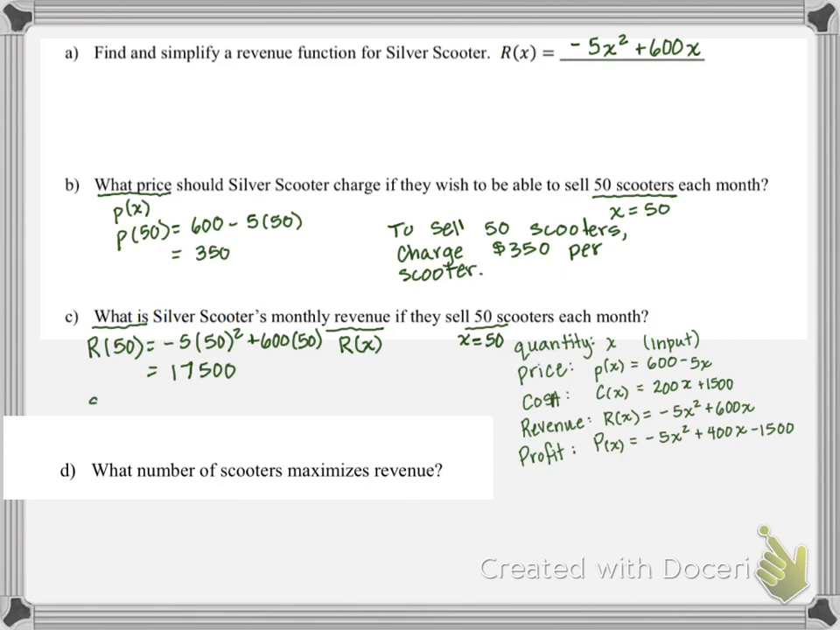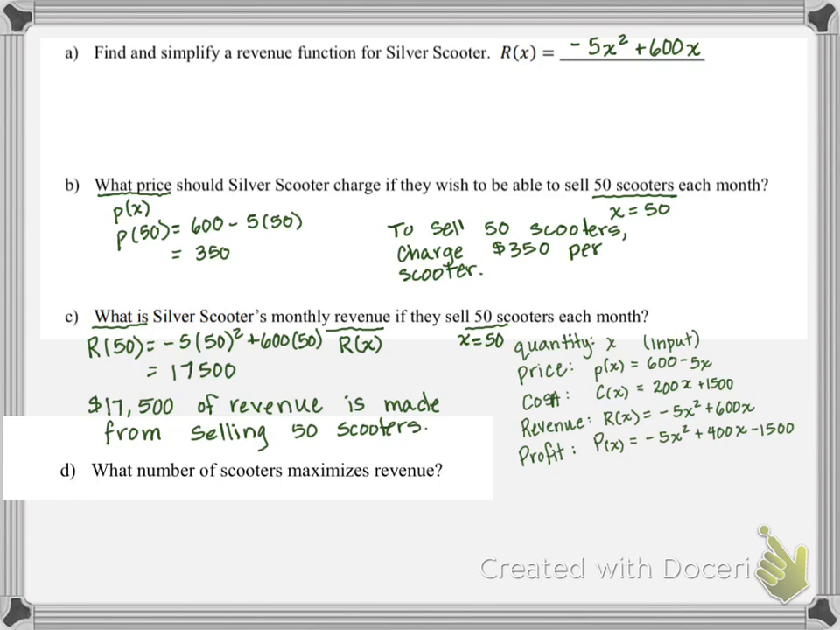Okay, so $17,500 of revenue is made from selling 50 scooters. There's another way we could have found that. How is it?